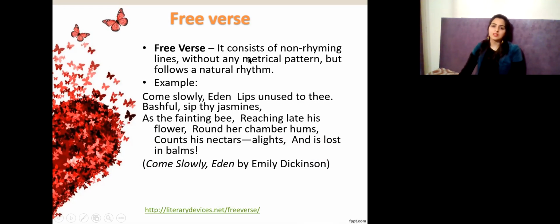Example: Come slowly, Eden lips, unused to thee, bashful, sip thy jasmines, as the fainting bee, reaching late his flower, round a chamber hums, counts his nectars, alights, and is lost in balms. Come slowly, by Dickinson. So here it is a free verse, freely written without any rhyme scheme, any pattern, any meter, any measurement, but a little bit of connectivity is there in it.